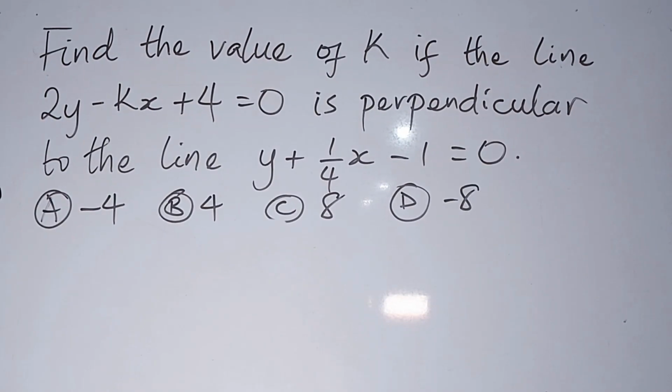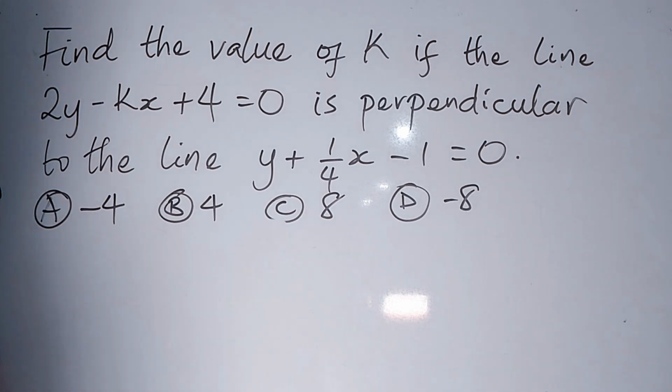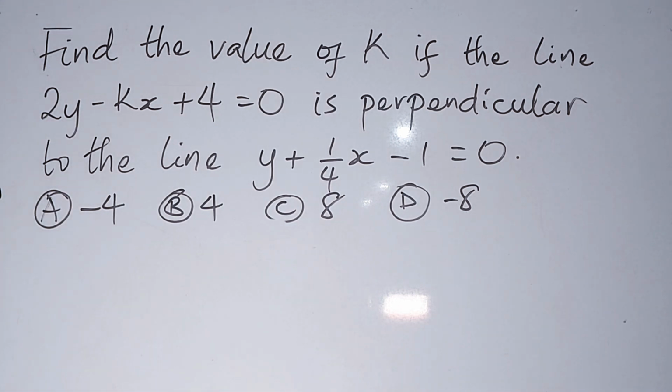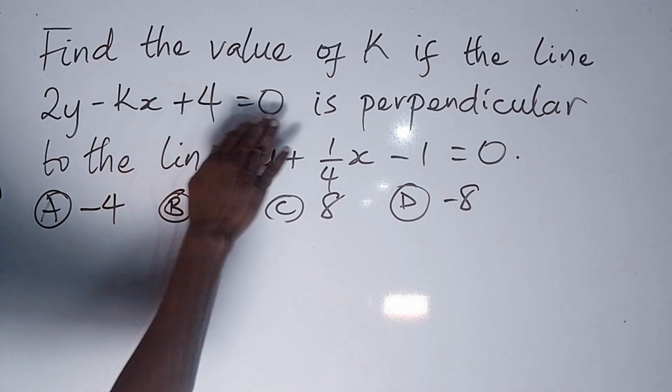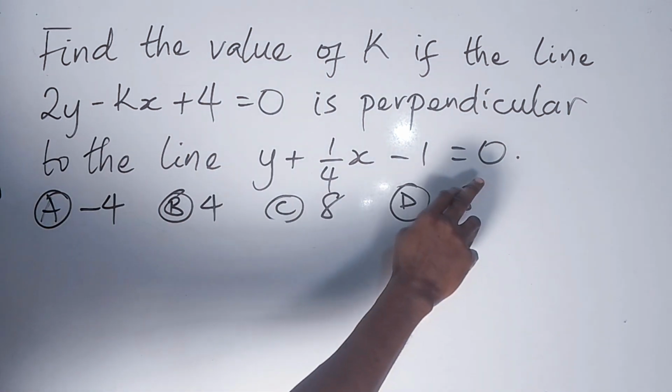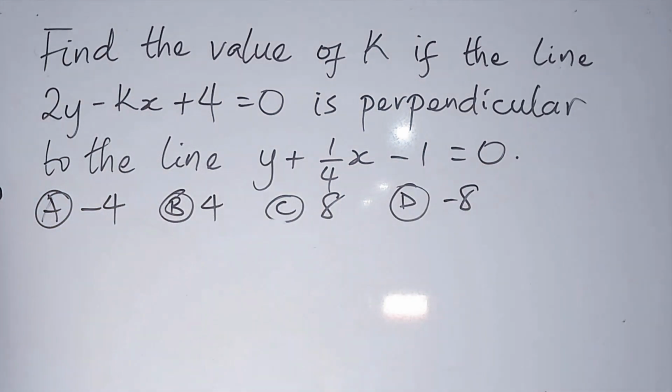Welcome back. Here we have a question that says find the value of k if the line 2y minus kx plus 4 is equal to 0 is perpendicular to the line y plus 1 over 4x minus 1 is equal to 0. So they say we should find the value of k if this equation of the line is perpendicular to this equation of the line.